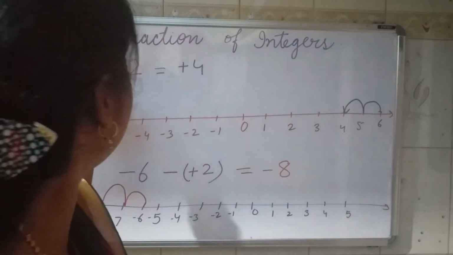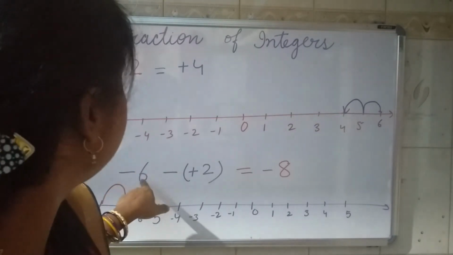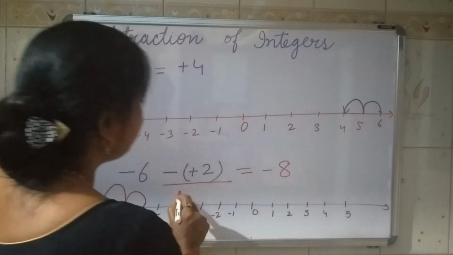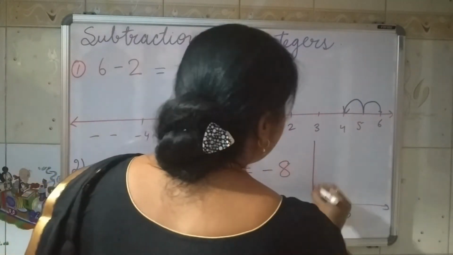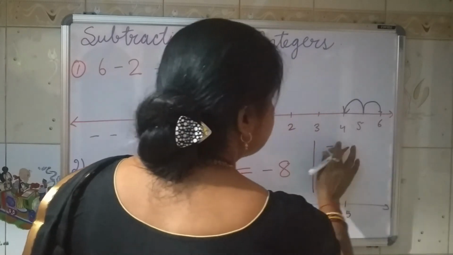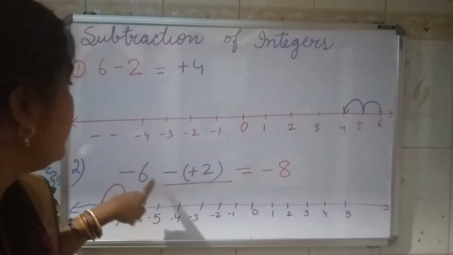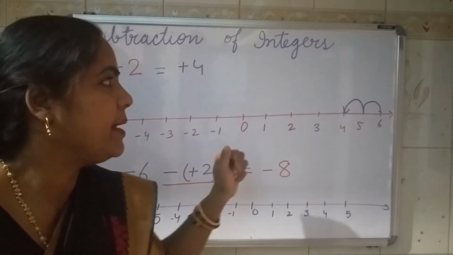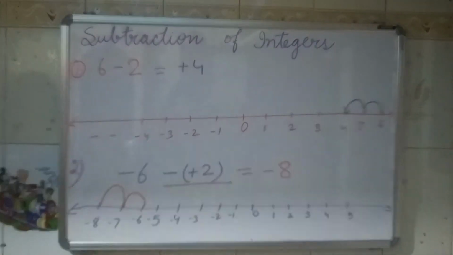So first one I have taken first number positive, then second number negative. The second number I am taking minus 6 minus plus 2. Now you might be confused why this minus plus 2 Miss has taken like this. Because when we are taking one minus sign, I will explain this to you later. Just give me 2 minutes. First you understand this one. Minus means we have to move towards the left direction and the answer is minus 8. Okay. So now move to the simple subtraction.